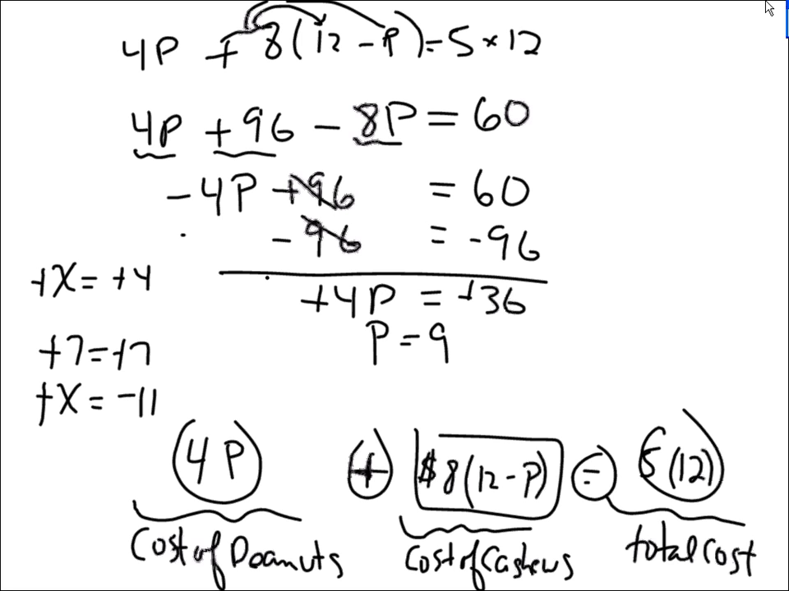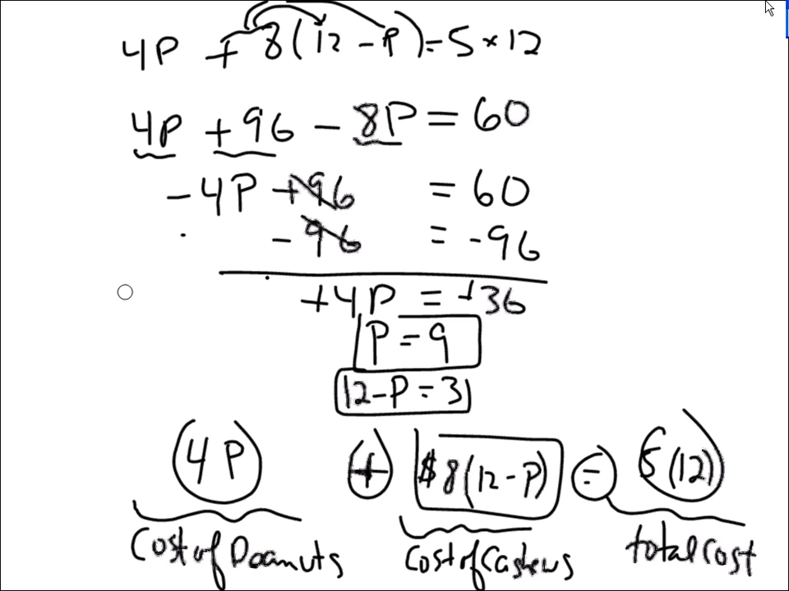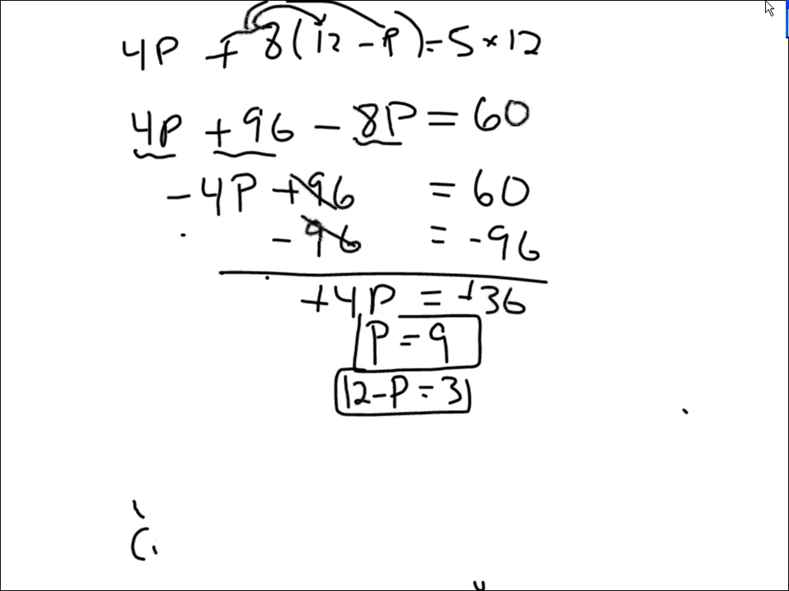The number of pounds of peanuts is 9. And the number of pounds of cashews is 12 minus P. 12 minus 9 is 3. So you buy 9 pounds of peanuts, 3 pounds of cashew nuts. And we need to make sure that this is working. Maybe we made a mistake.